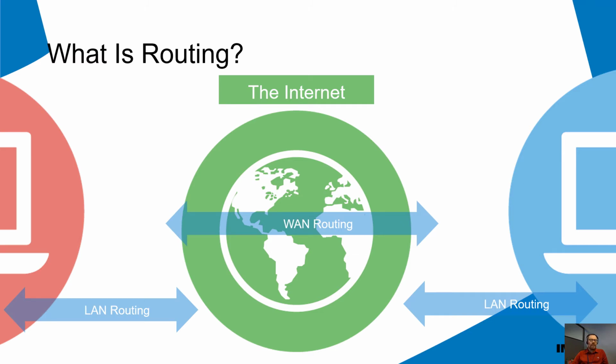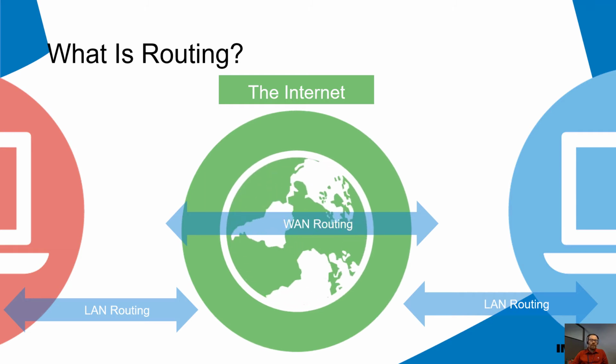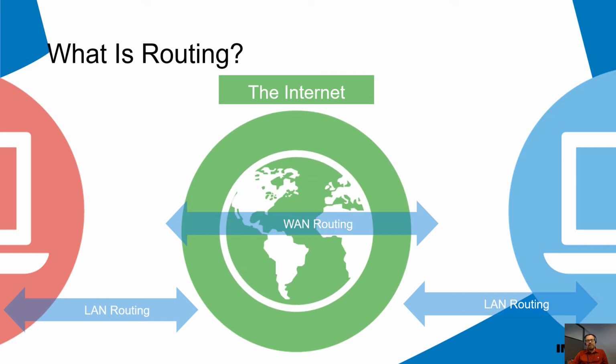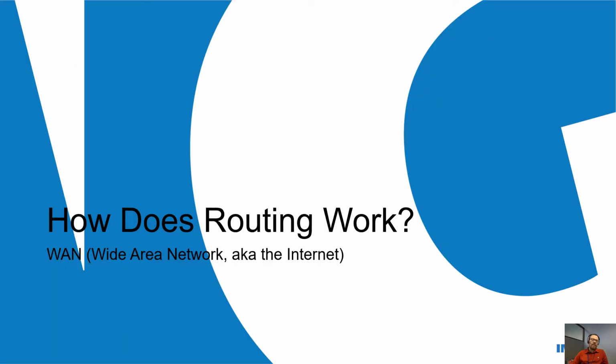On both sides there's going to be LAN routing. LAN means local area network. It's the network where you are. And WAN routing is routing across the internet. It basically means the space between the two locations where you are, where most of the very complicated routing takes place. Talking about how routing works, first we're going to talk about WAN routing.